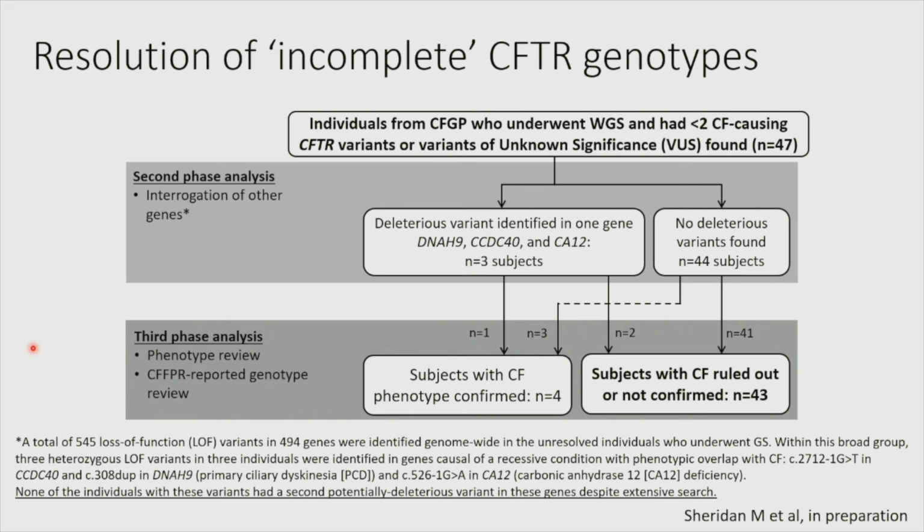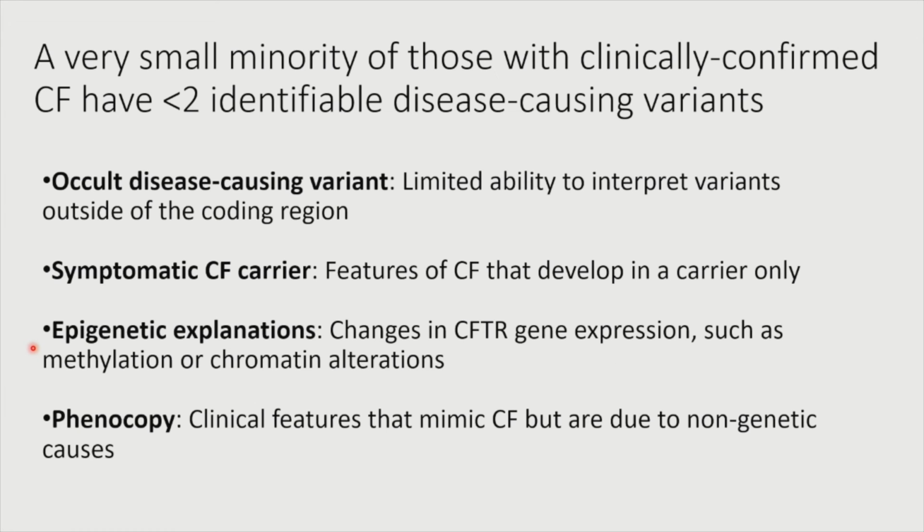Unfortunately, the whole genome sequencing, from our point of view, was a little disappointing because we didn't find other genetic causes, at least. So what about those small number that have just one disease-causing variant? Well, maybe there's another variant in there that we just can't interpret. That's quite possible. Could be a symptomatic CF carrier, and there's been a lot of talk about whether individuals who are haploinsufficient for CFTR have just one functioning copy. Maybe that's not enough in certain cases. There may be epigenetic explanations, and we start to think about how to go after that, such as changes in methylation or chromatin alterations. Or it could be what we in genetics call a phenocopy. That means it looks like CF, but it's a mimic, and it's not due to genetic causes.